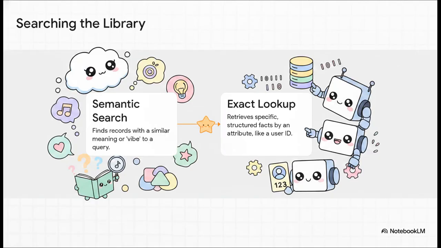Okay, so you've built this massive library for your AI. How does it find anything? Well, it basically has two main tricks up its sleeve. The first is semantic search, which is fantastic for finding general ideas, searching for notes that have a similar meaning to the problem it's trying to solve. The other method is exact lookup, and that's for grabbing specific, hard facts, like finding a user's delivery address by looking up their customer ID.